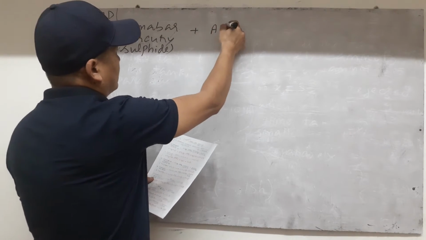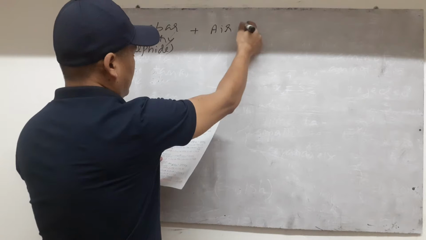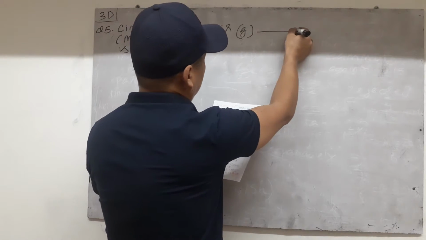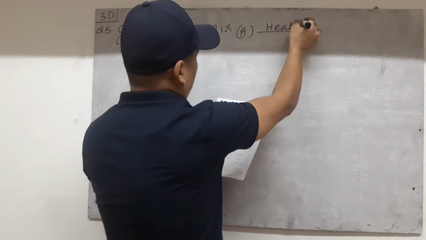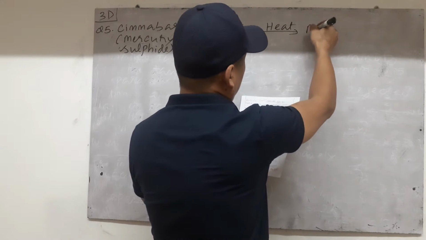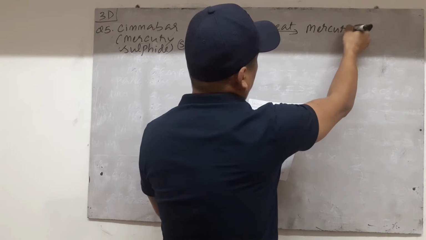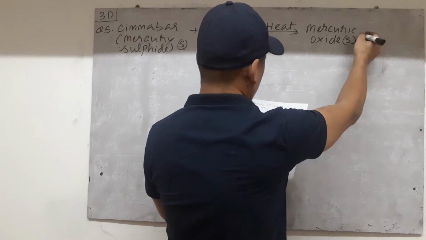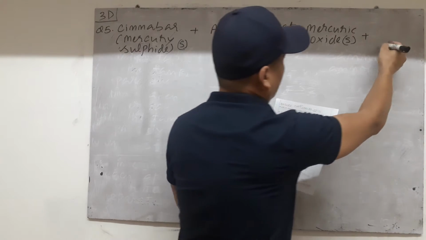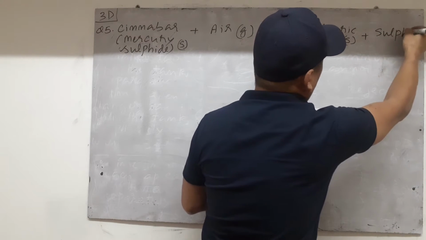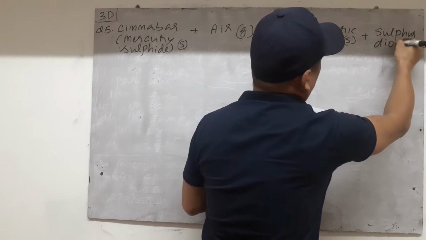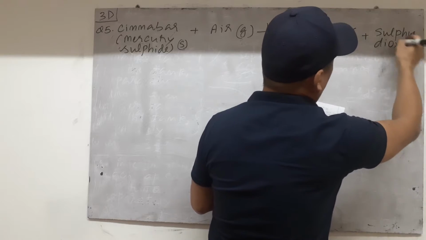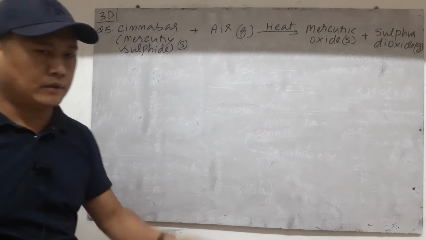Plus air, which is gas, they're giving. This is mentioned as g in the question paper. I'm just writing exactly what the question paper says. Heat is given, and we get here mercuric oxide in the solid form plus sulfur dioxide, and this is mentioned as gas, small g. This much is given. Exactly, the question paper is this.